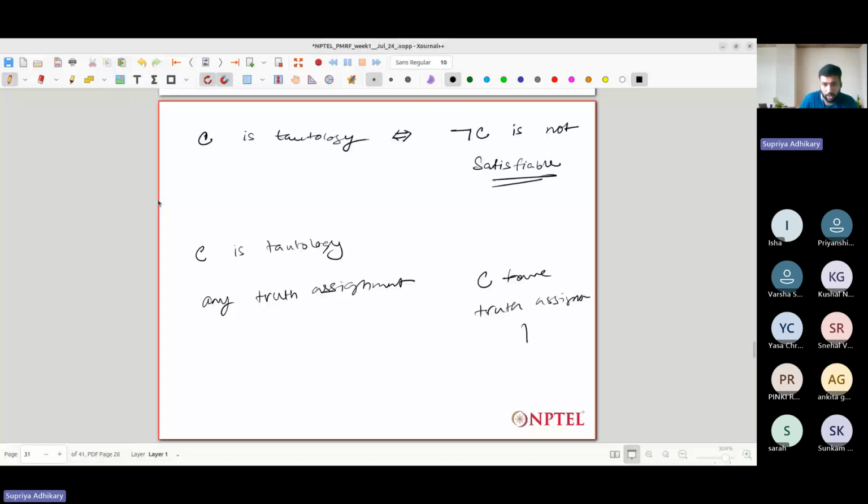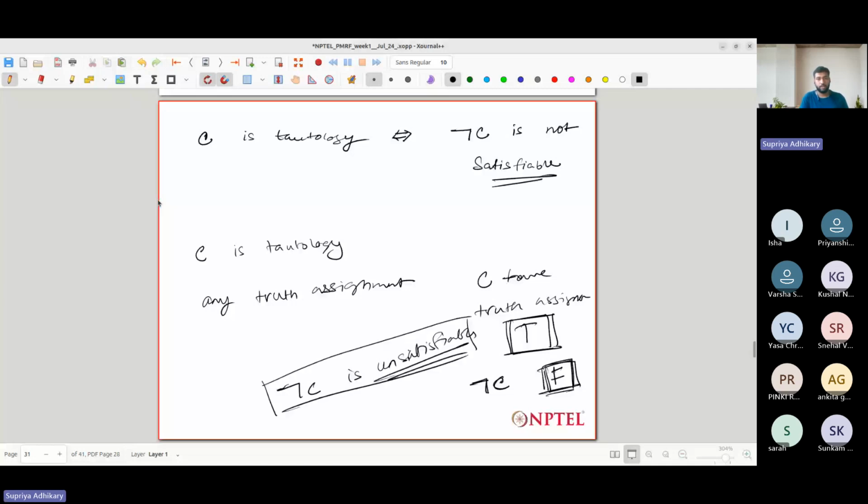So therefore, not C will always have the truth assignment F. So what does that mean? That not C always has the truth assignment F for any truth assignment to the literals. So that means not C is unsatisfiable. That is, not C cannot be satisfied. So that is the first implication. That means C being a tautology implies that not C is not satisfiable.